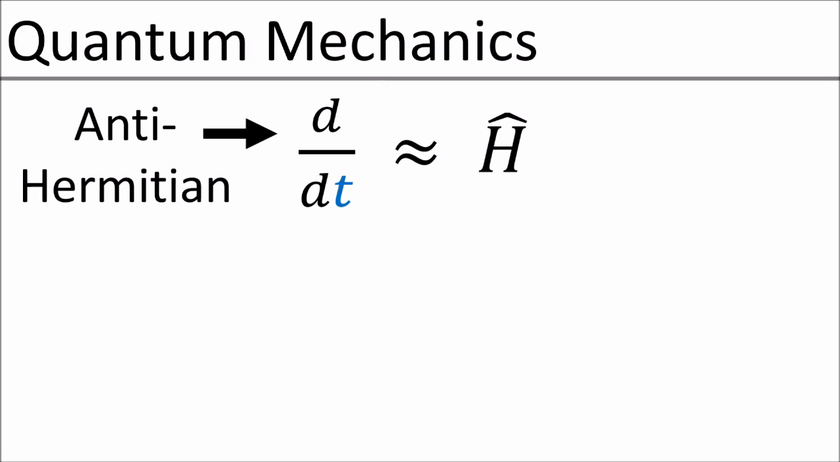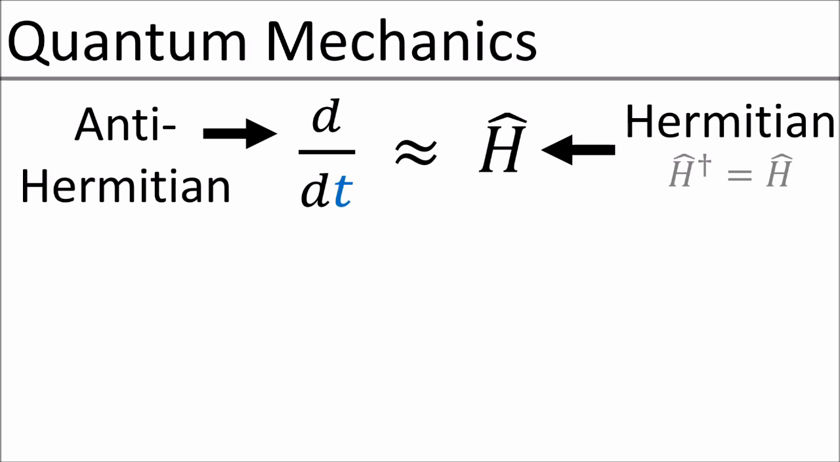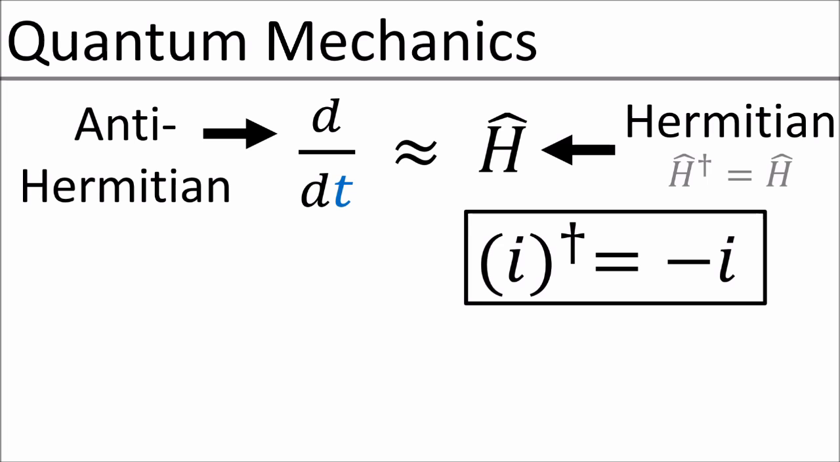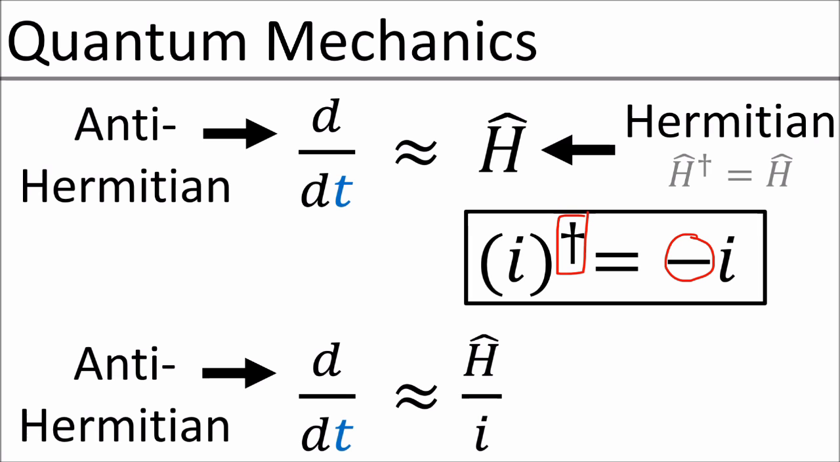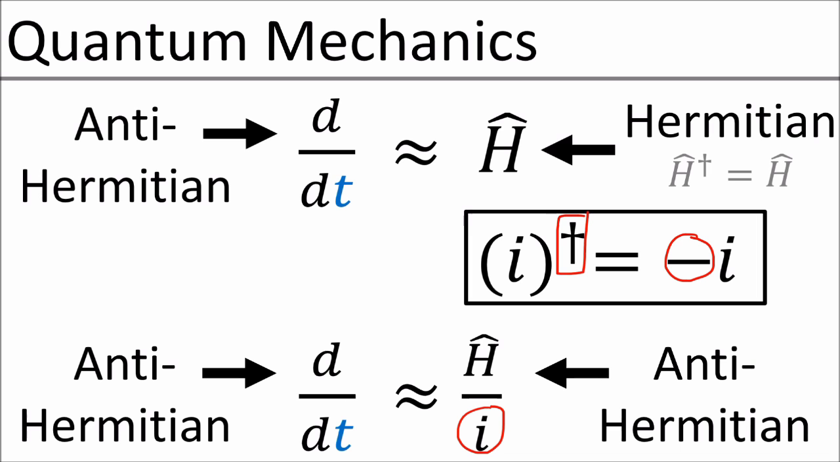Now, we've already declared that operators that correspond to physical observables like energy must be Hermitian, since those give real eigenvalues. So the Hamiltonian operator is Hermitian, not anti-Hermitian. But we can fix this by including a factor of the complex i, which picks up an extra negative sign when you take its Hermitian conjugate. So I'm going to replace the operator H with H over i, which is an anti-Hermitian operator.